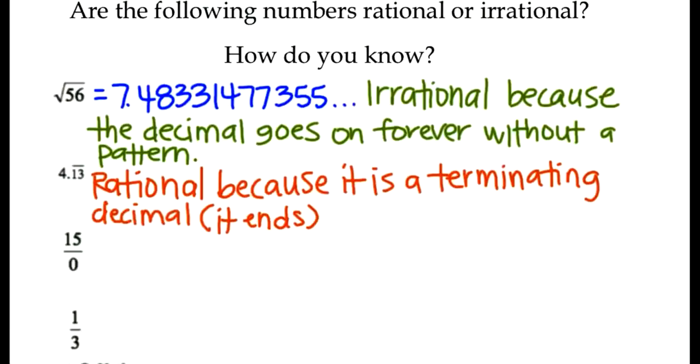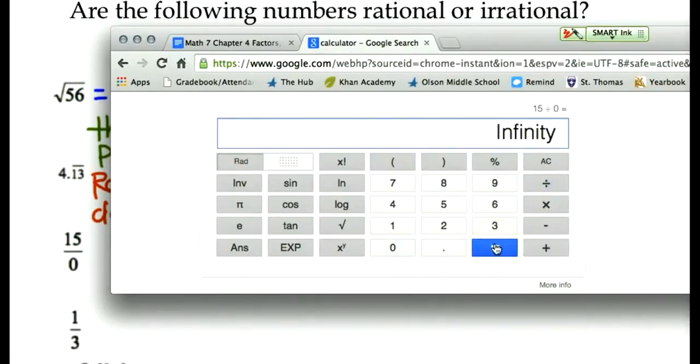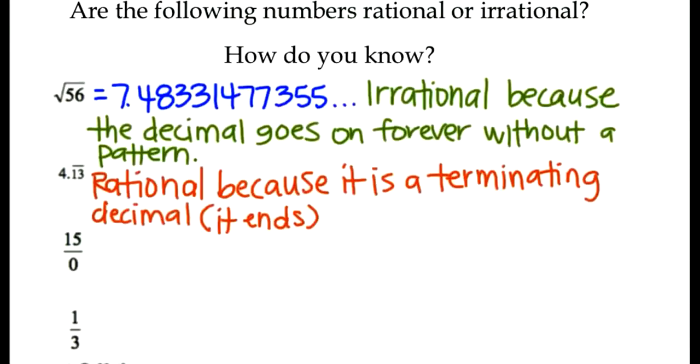Now, 15 divided by 0. We can never, ever have a 0 in the denominator. And if I typed 15 divided by 0 into my calculator, what happens is infinity, or your calculator is going to give an error code. So if it says error, then I know that it is irrational because it can't be written as a fraction. So in this case, it's going to be irrational because the denominator is 0.